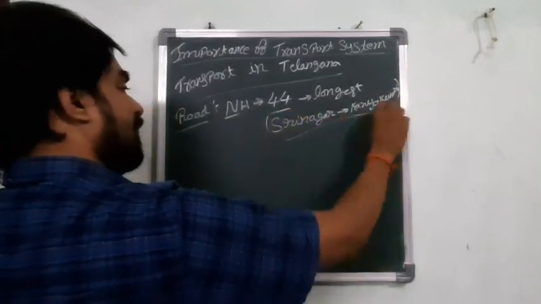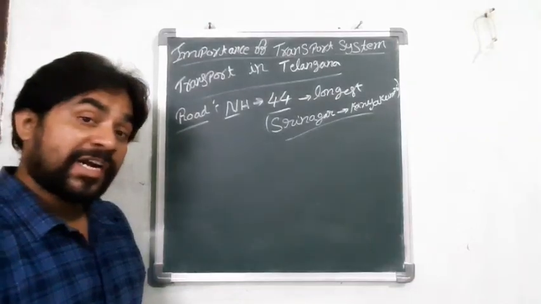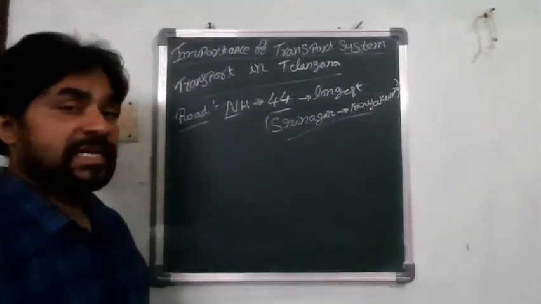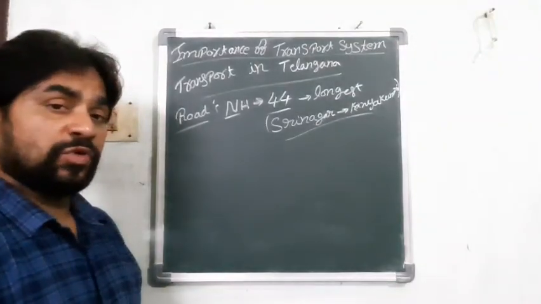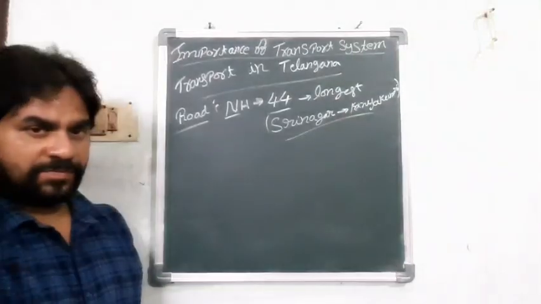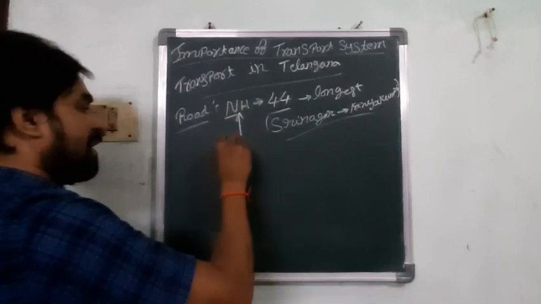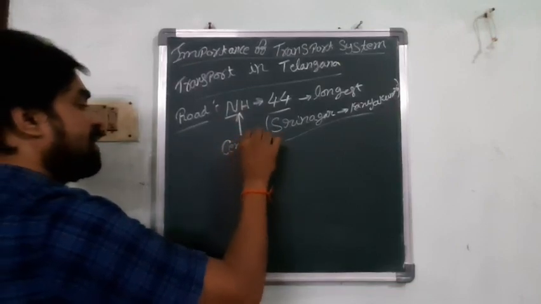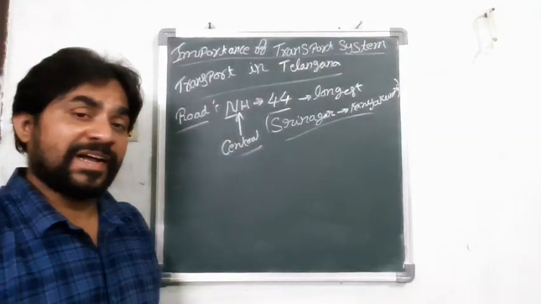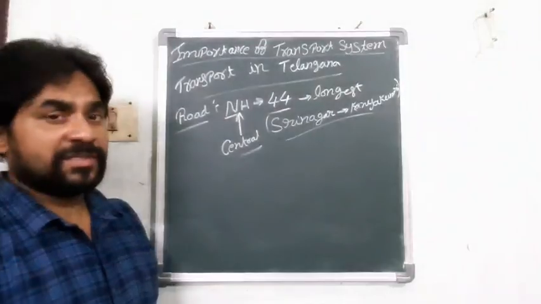So this is the longest network. Once upon a time NH7 was Varanasi to Kanyakumari, but now it is NH44, Srinagar to Kanyakumari. It is more than 800 kilometers bigger than that NH7. These national highways are maintained by the central government and the National Highway Authority of India, NHAI. So they are running under the control of the central government.